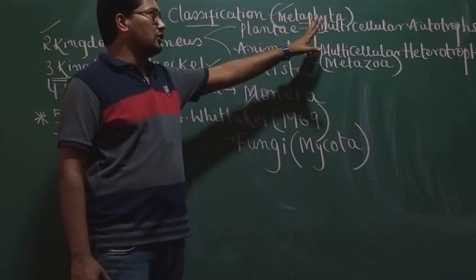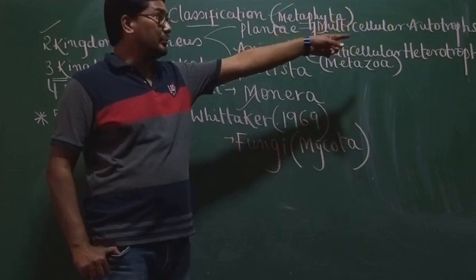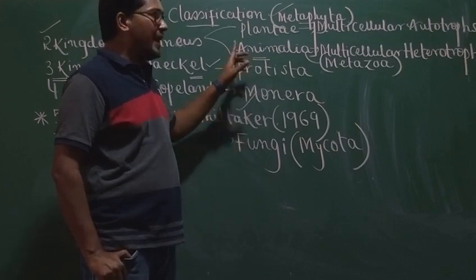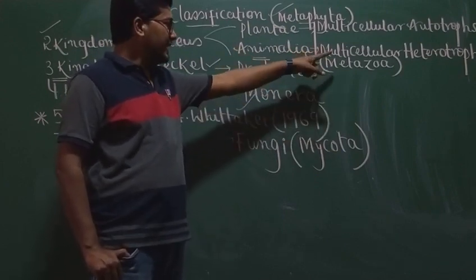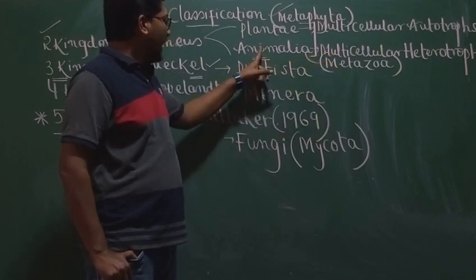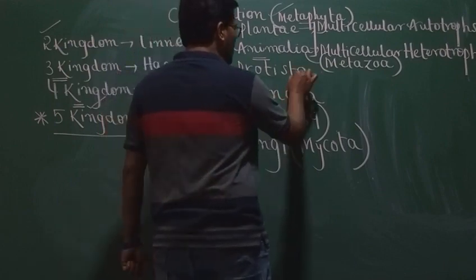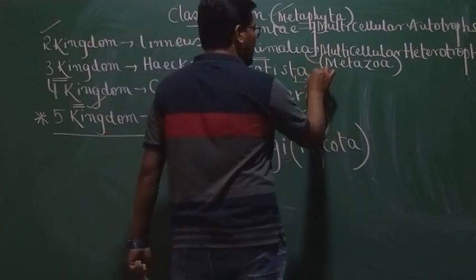So students should remember like this. Kingdom Plantae includes all the multicellular autotrophs. They are nothing but plants. Plantae is also called metaphyta. Kingdom Animalia includes multicellular heterotrophs. They are nothing but animals. Animalia is also called metazoa, and I already told you Protista. Protista is the kingdom of what I said?